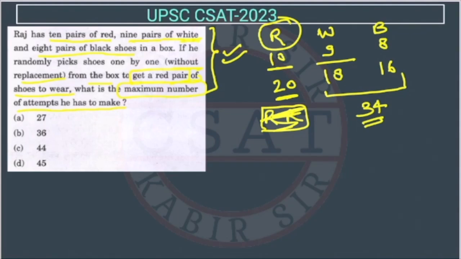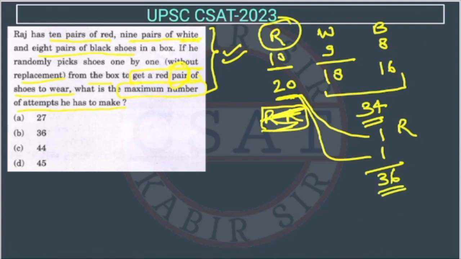Now he will make one attempt again, so the next shoe will come from the red, but this will be one red shoe, and he won't have a red pair yet. So again he will make another attempt, and from this one will come, because we are not having anything else, now only red are remaining. So how many attempts are there? 34, 35, 36. So in 36 attempts maximum he will get one pair of red shoes. So the answer is option B.